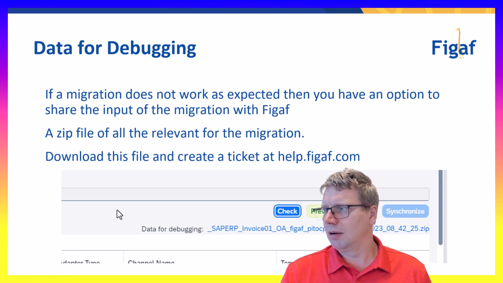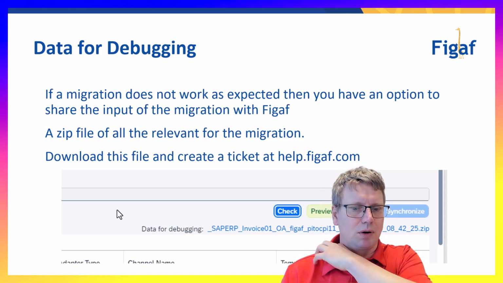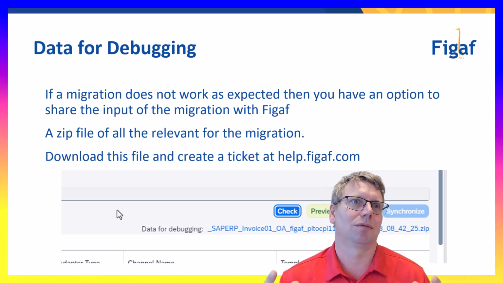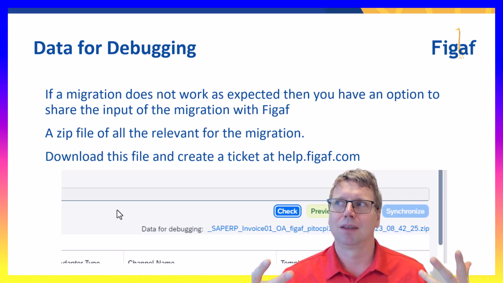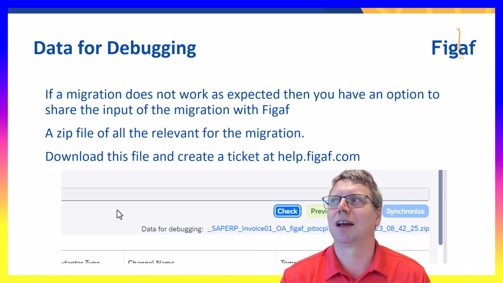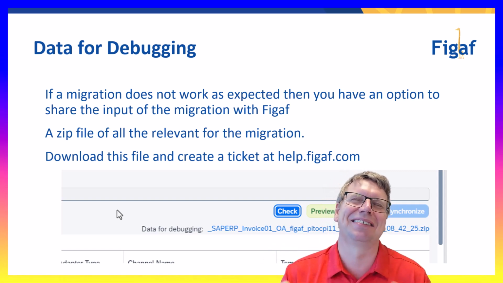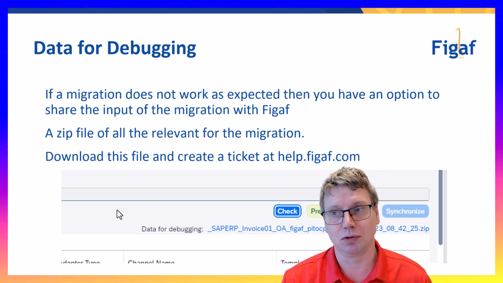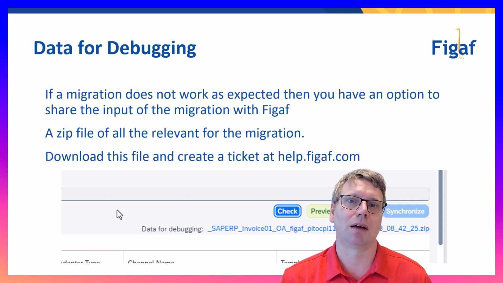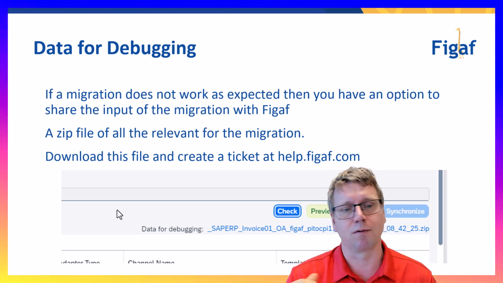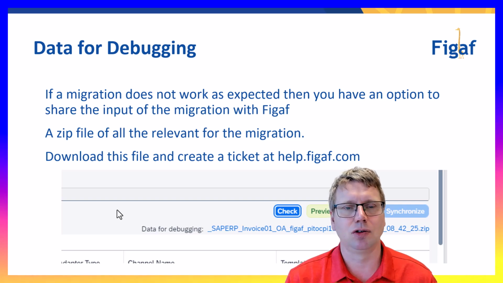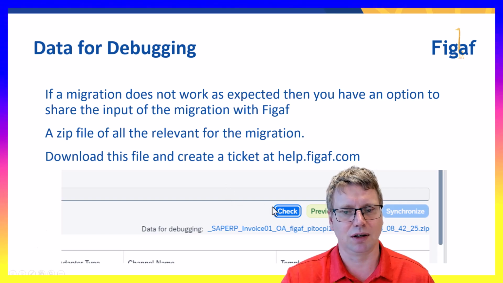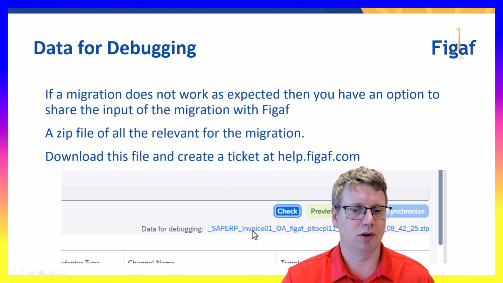One important thing here is data for debugging. We have learned through the time that customers have been working on integrations with a lot of different ways to solve their needs. That means that sometimes there is something that we're not able to support for one reason or another. And to resolve it and being able to work with this, we have created this thing. So whenever you press check, it will create this data for debugging.